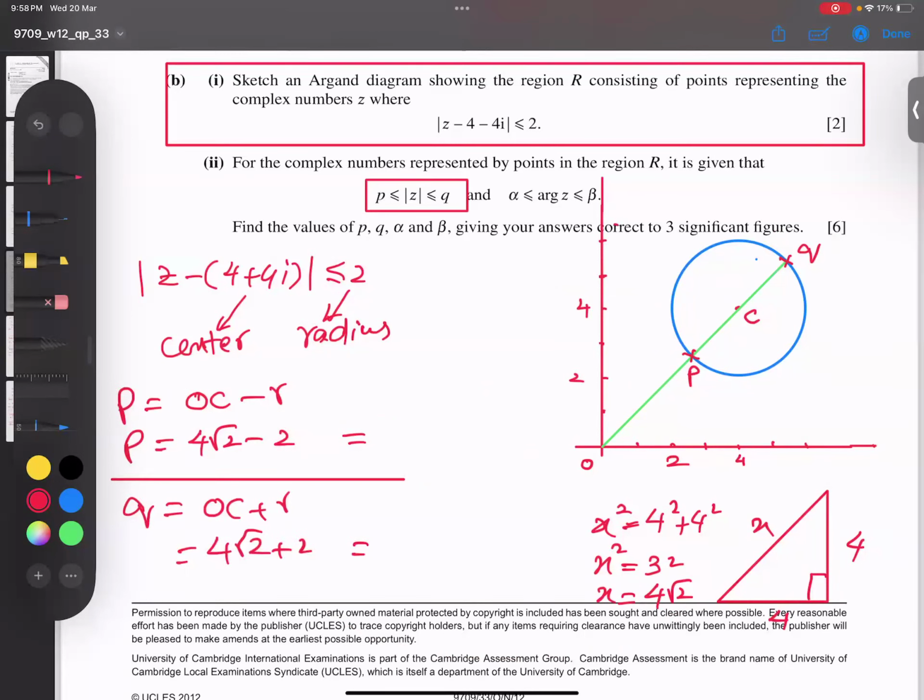Because he said to give the answer in 3 SF, I'm going to type it in my calculator now. So 4 root 2 plus 2, it is giving me, in 3 SF, 6.65. Wait a minute, let me write again.